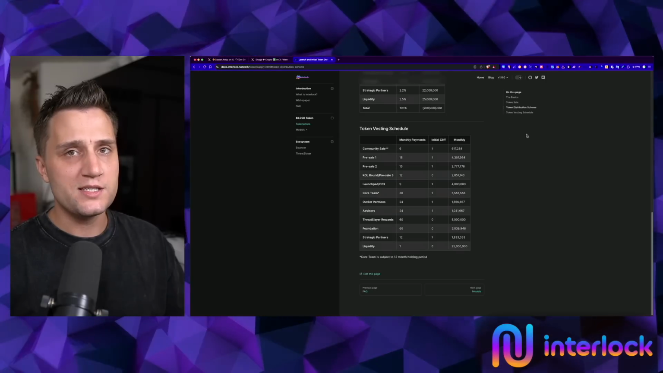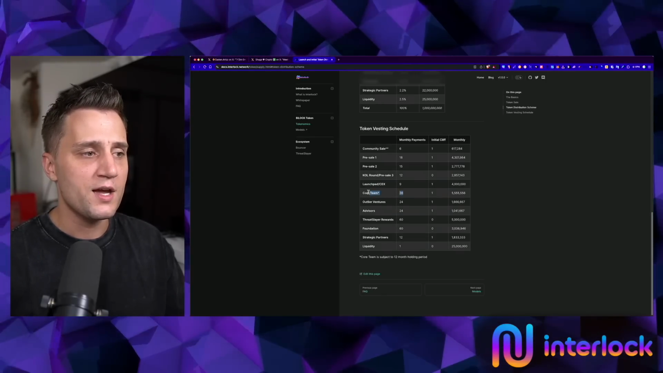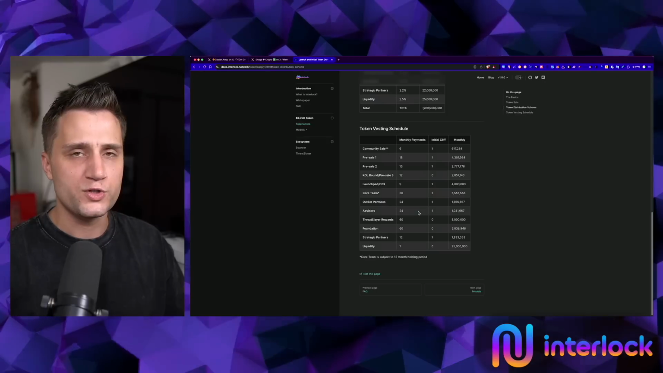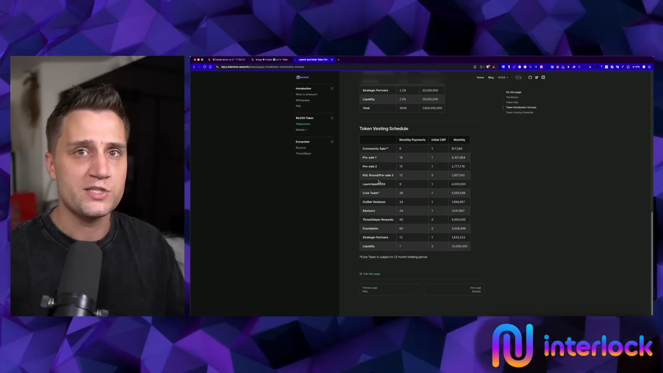The main thing you guys need to know here is that the core team does have a 36-month vesting schedule, and the Outlier Ventures and Advisors all have over 2-year vesting schedules. And this is from the TGE event, which is later this year, it looks like.